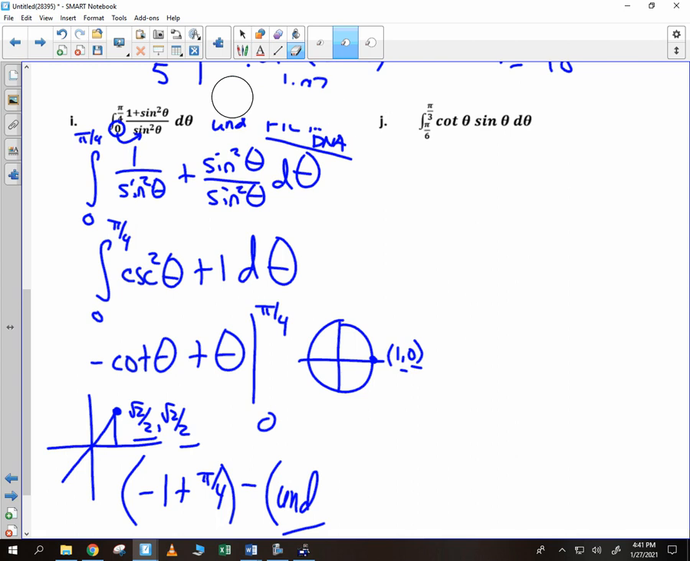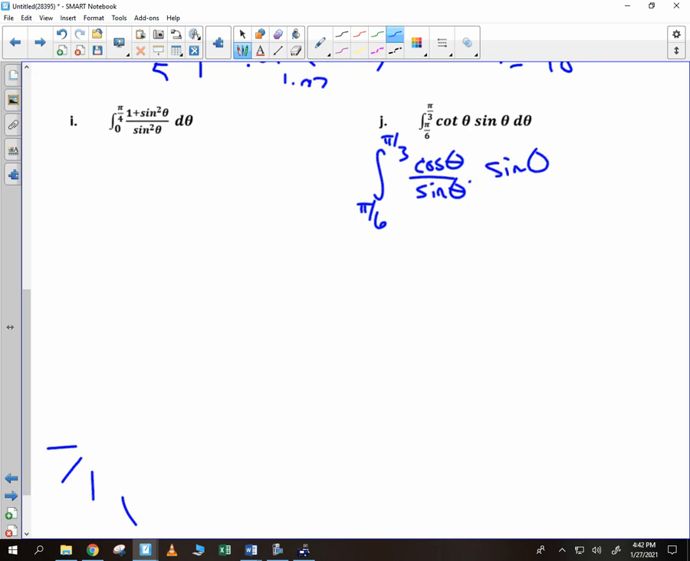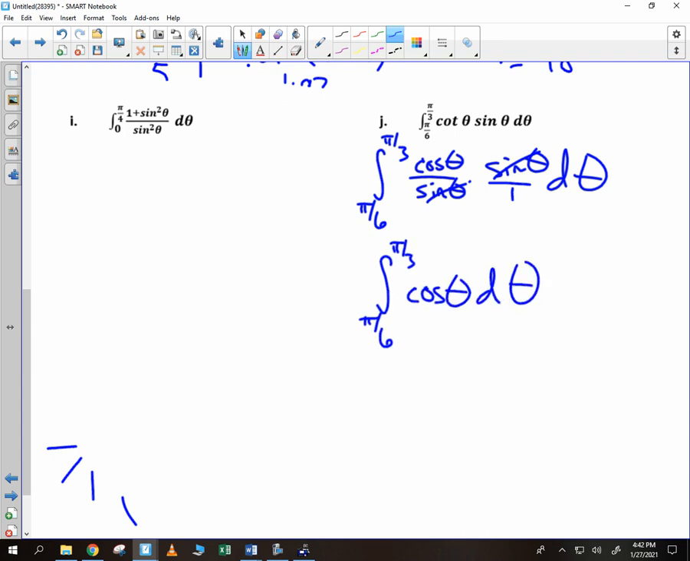Okay, last one. Sometimes you need to get rid of something. In this situation, we can get rid of one of these values. We got pi over 3, we got pi over 6. And cotangent, we're going to write that as cosine of theta over sine of theta times sine of theta over 1 d theta. Notice the sines are gone, and that's good news. So we have the integral from pi over 6 to pi over 3 of cosine of theta d theta. What's the antiderivative of cosine? It's sine. We're going to evaluate that at pi over 3 and pi over 6.